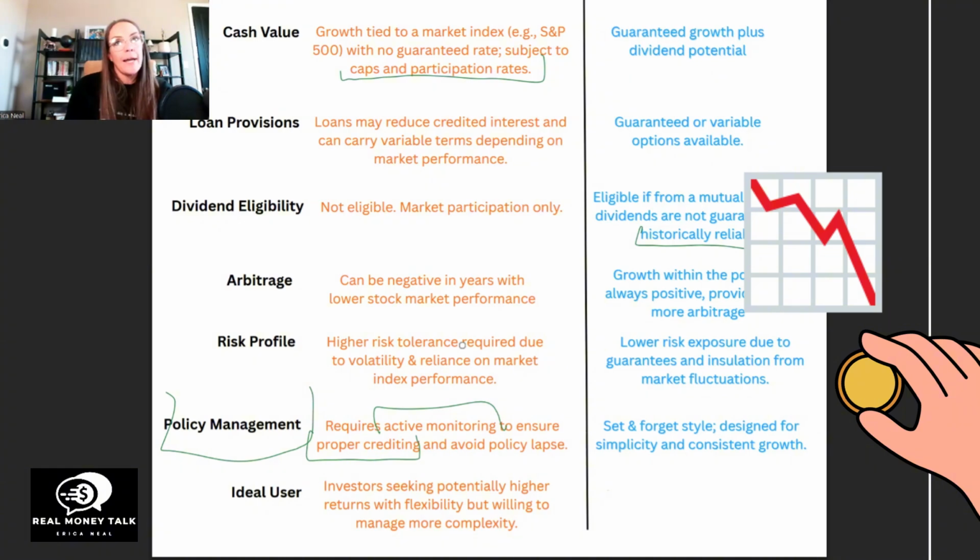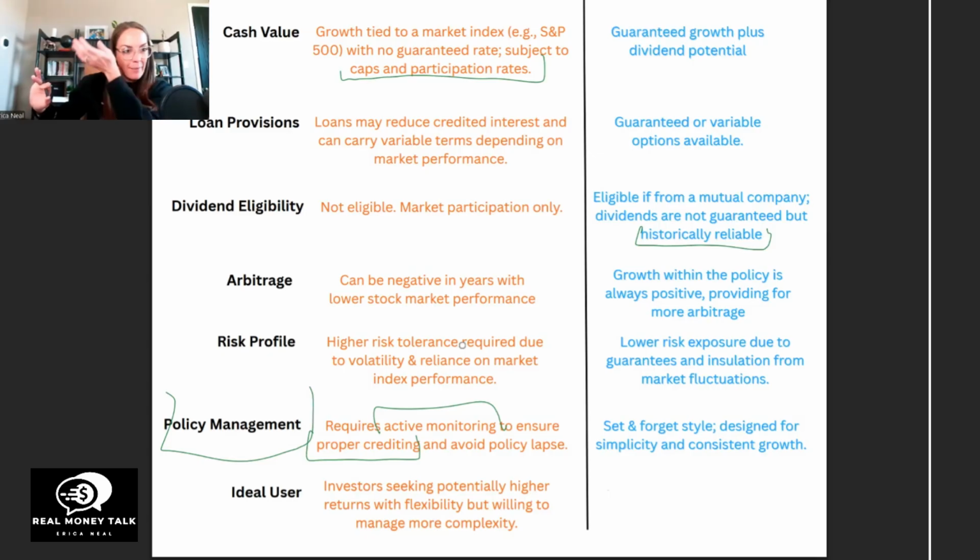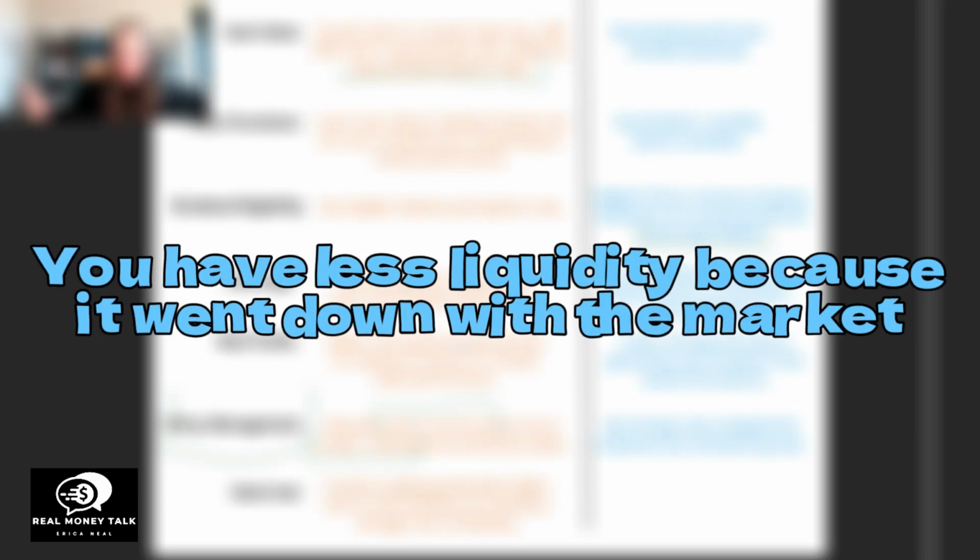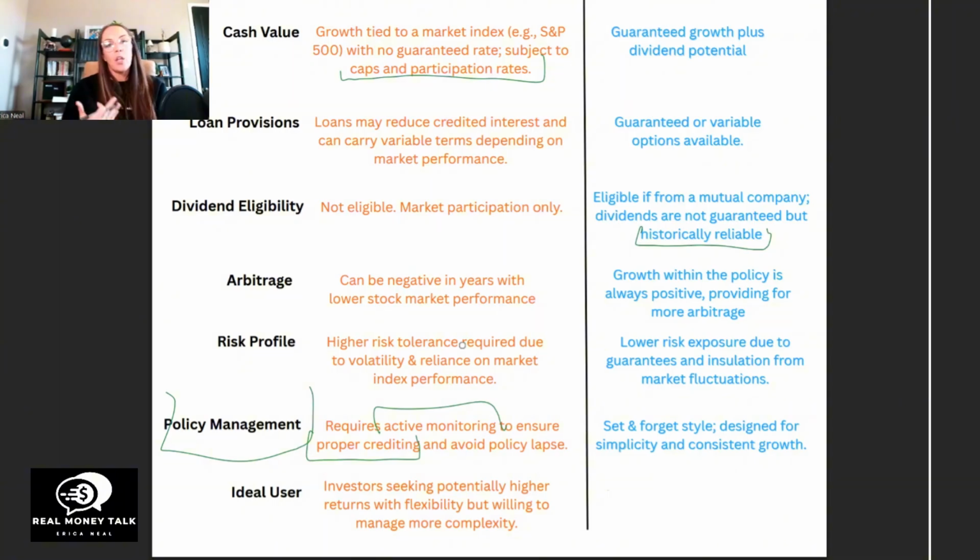But if the market's crashing and that's when you want to go buy, well, if your liquidity is tied to the market, guess what? That means that your liquidity is lower too. You have less liquidity because it went down with the market. That's why a lot of my real estate people don't want to do an IUL. Again, that doesn't mean that it's bad, but it's because their buying opportunity, the environment that's going to be the most fruitful is when the stock market is down. So they want to make sure that it's always increasing. So when I say investors, I'm specifically talking about actual stock market investors that are going to be dealing with that complexity and all of those types of things. So it's just something to be aware of.